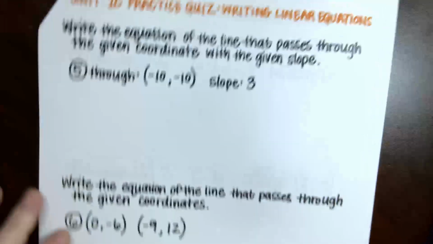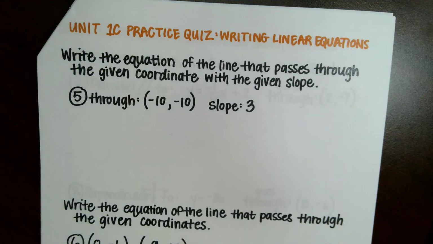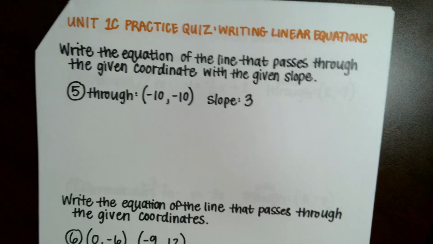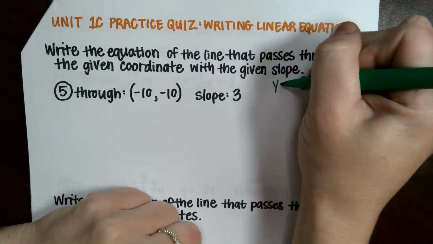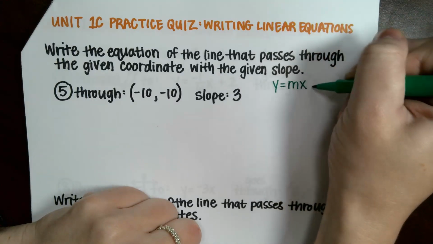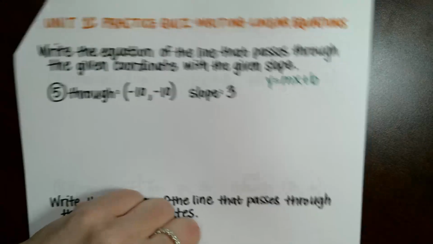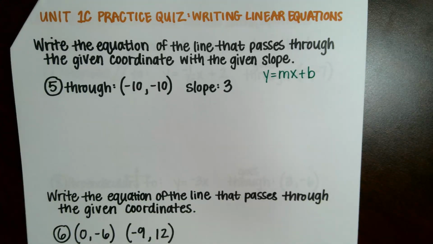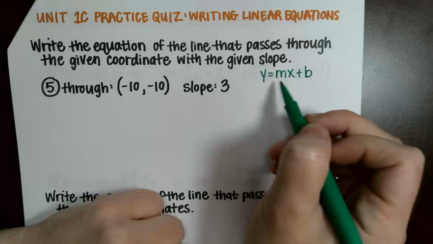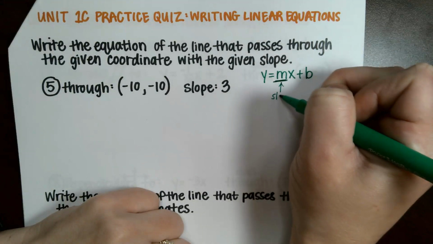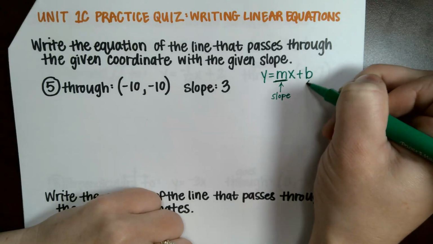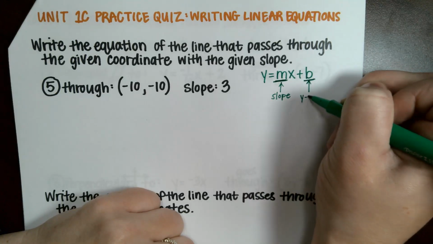Okay, on number 5, we are writing the equation of the line that passes through the given coordinate with the given slope. So first of all, what is my slope-intercept formula? Good. It's y equals mx plus b. All right. Now, let's talk about what each part of this equation means. What does the m stand for? Slope. Good. And what's the b? Y-intercept.